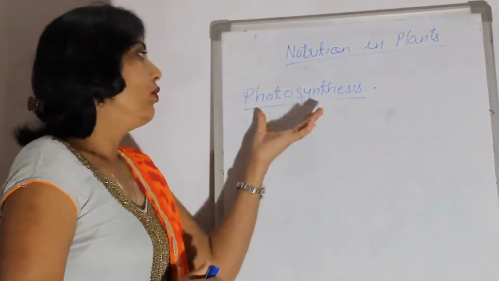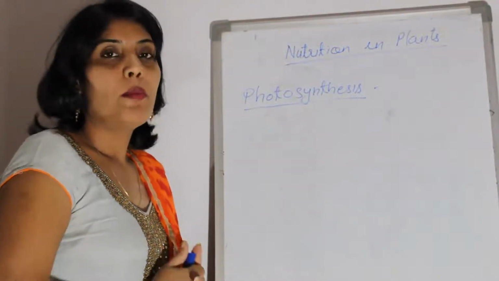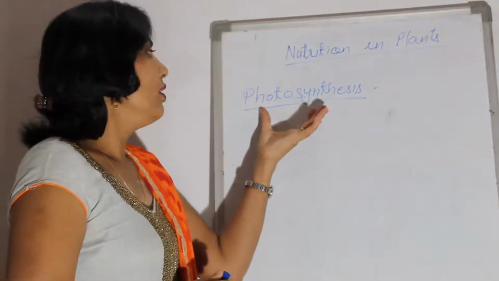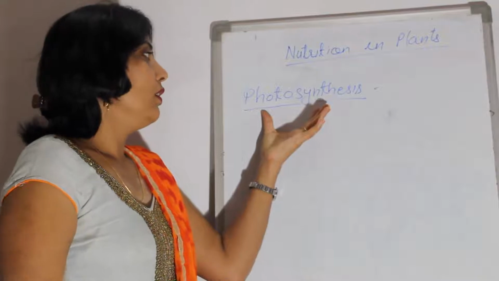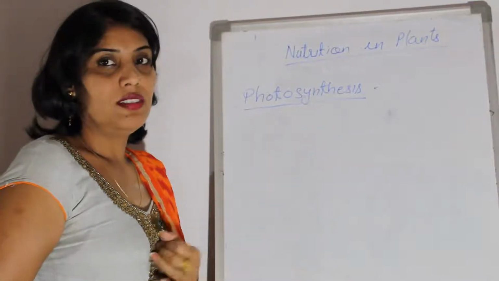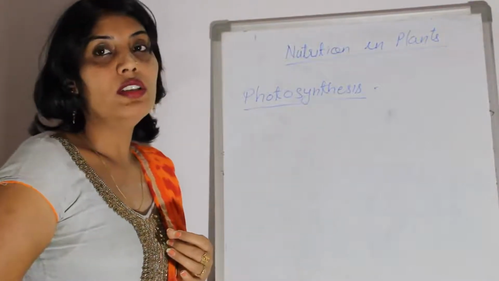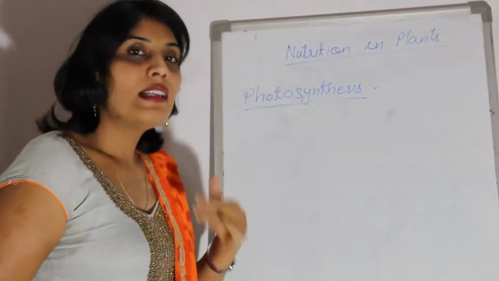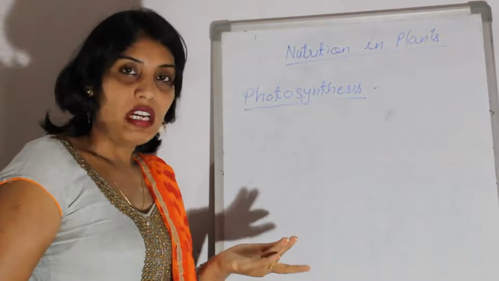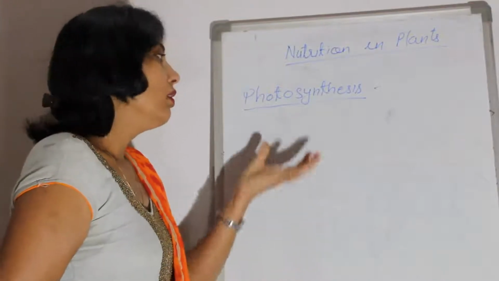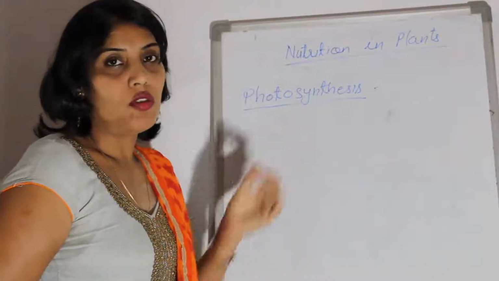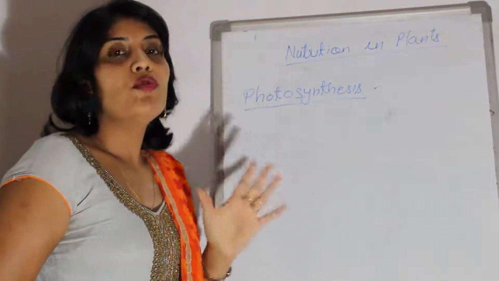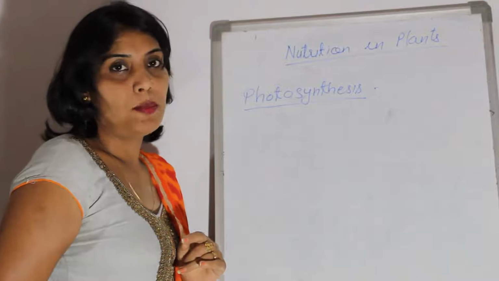Today we will study about the process of photosynthesis. As you know, photosynthesis is the process by which plants make their own food, and this process is done by the leaves of the plants and also some other green parts of the plants like stem or green branches. They also take part in the process of photosynthesis. But mainly the leaves are the food factory of the plants.